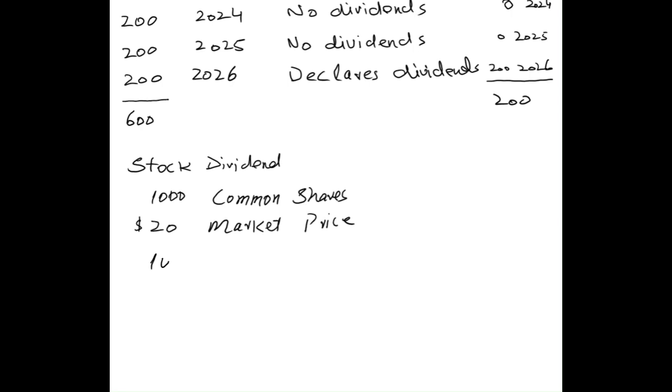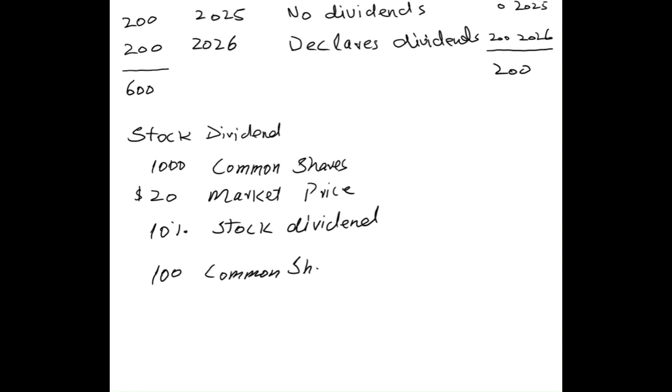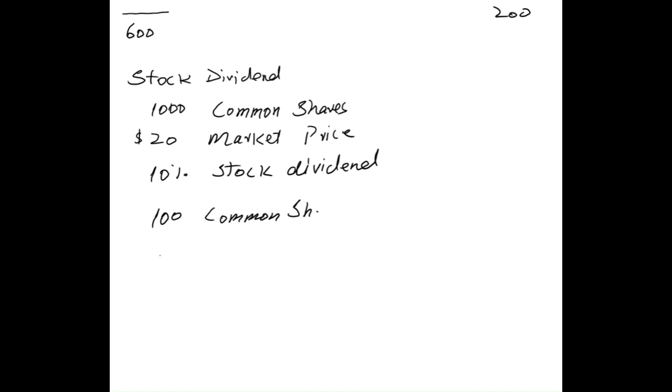And the company declares a 10% stock dividend. So this essentially means that company is going to issue an additional 100 common shares, because they're just going to take 10% of the existing stock. So 10% of 1,000 is 100. And the journal entry will look like this.